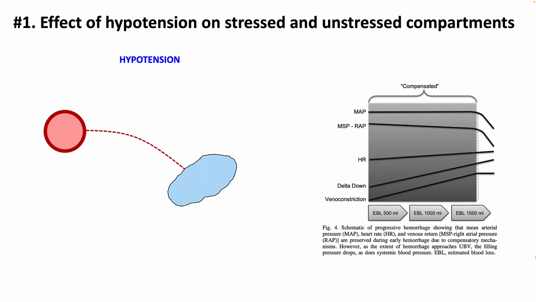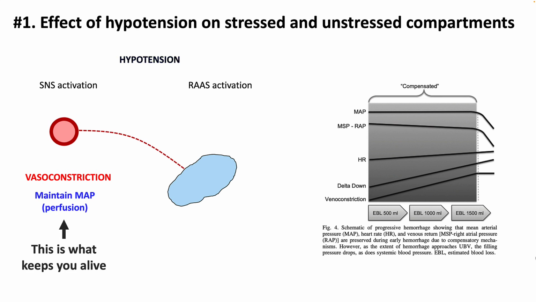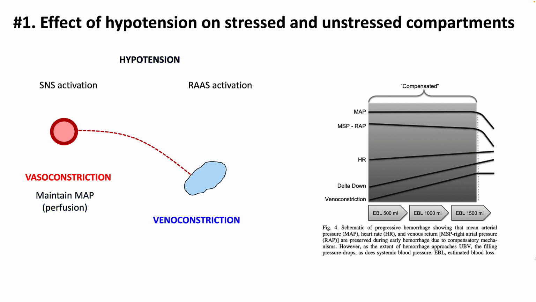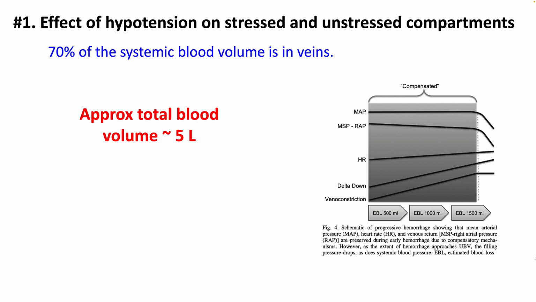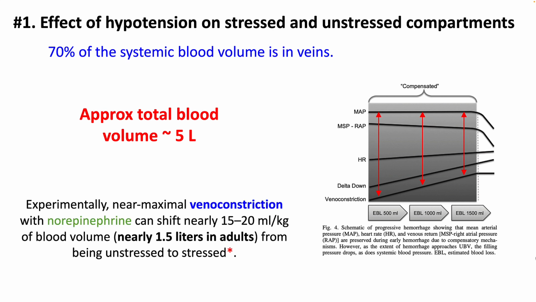So let's look at how hypotension affects your stressed and unstressed compartments. Hypotension results in stimulation of your sympathetic nervous system and the renin-angiotensin-aldosterone system. Both of them cause vasoconstriction, which tends to maintain the mean arterial pressure. Activation of these two systems also results in venoconstriction, which recruits blood from the unstressed to stressed compartments. You know that 70% of the systemic blood volume is in the veins, and experimentally, when you cause venoconstriction, you can shift up to 1 to 1.5 liters of blood from venous to arterial compartment.